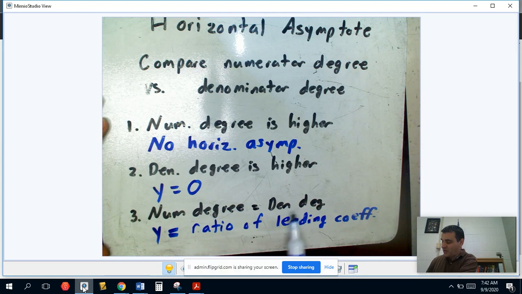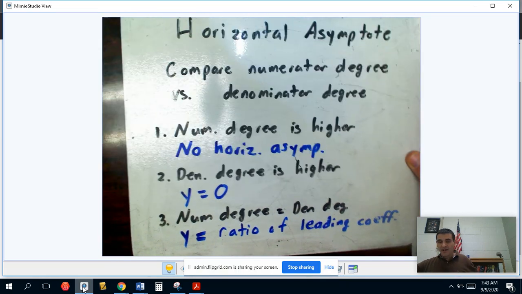But if they're the same, you do have to think a little bit. It'll be y equals, and you have to figure out the ratio of the leading coefficients. And so we'll go over that with some examples. So back to this case.